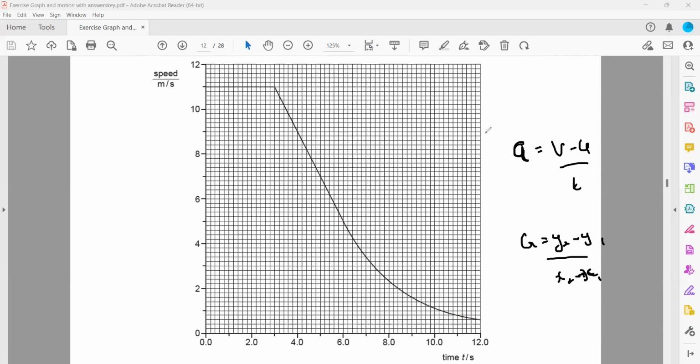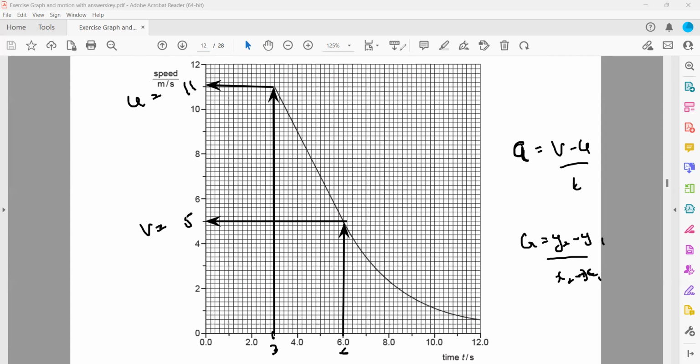So acceleration or deceleration is change in velocity divided by time. So we need from 3 seconds to 6 seconds. First, what is the speed when time is equal to 3 seconds? It is 11. So the starting speed is 11. When time is 6 seconds, what is the speed? That is 5. So for the change in speed, the final speed is 5 and the initial speed is 11. It is always final minus initial.